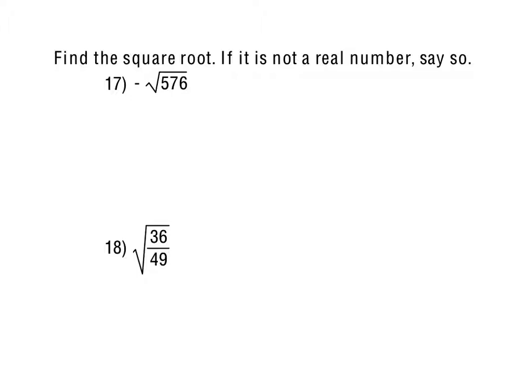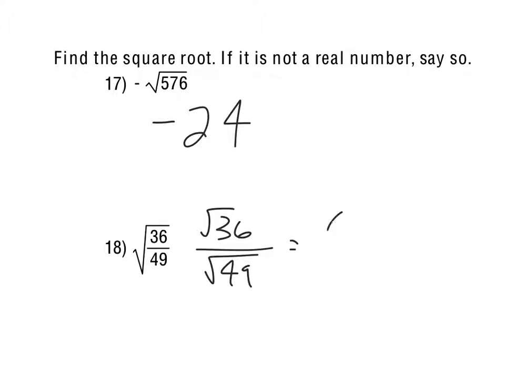For 17 and 18, we're just finding the square root. 576, probably one you don't know off the top of your head, but you can use a calculator there. It does turn out to just be negative 24. 18, what I would look at doing, just square root the 36, square root the 49, we get 6/7. Please use the fraction there.